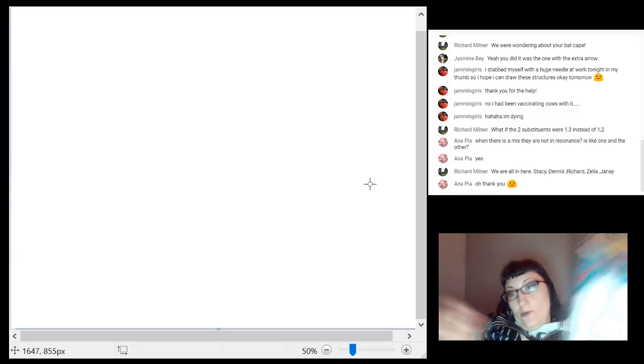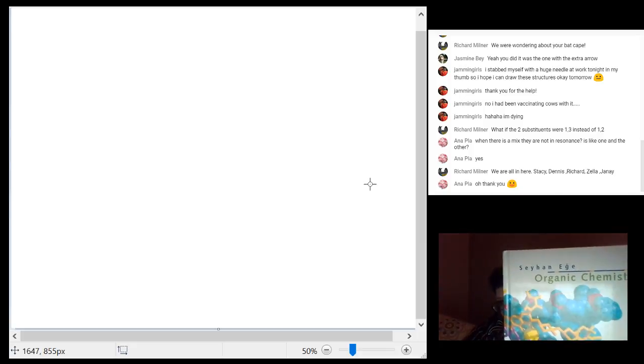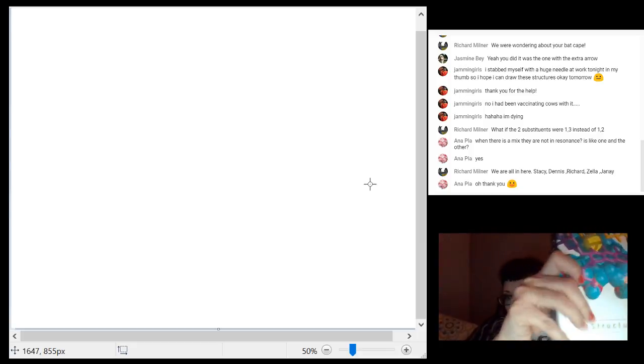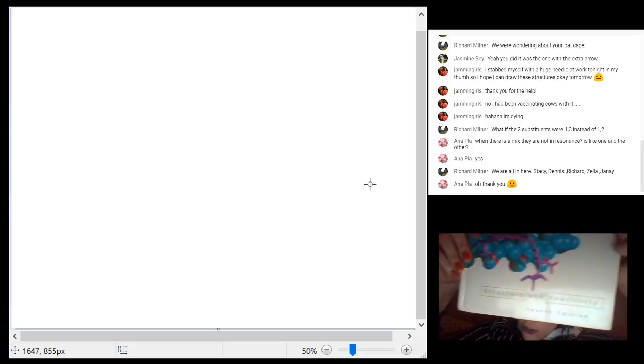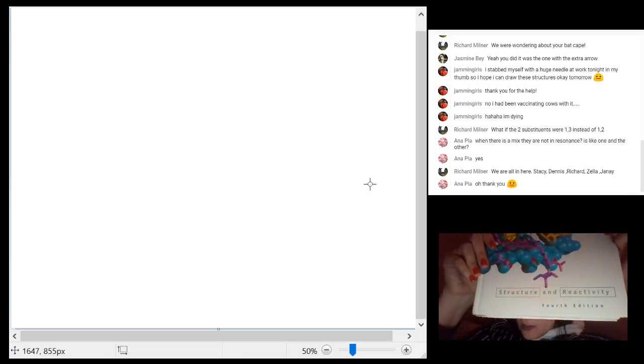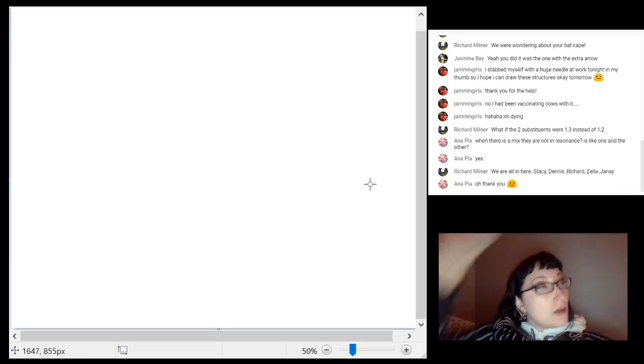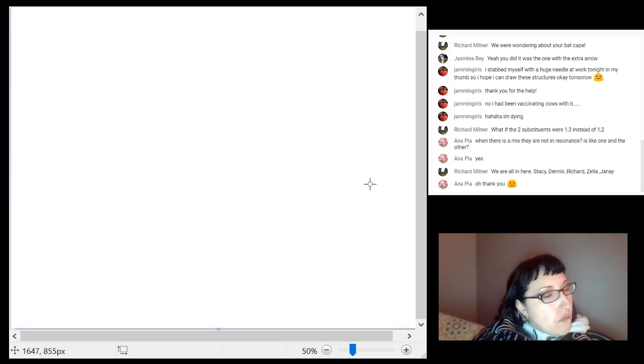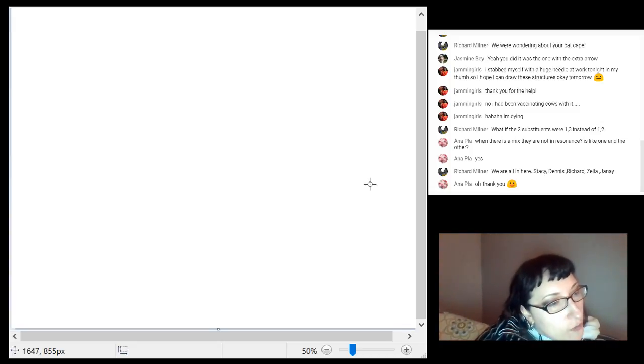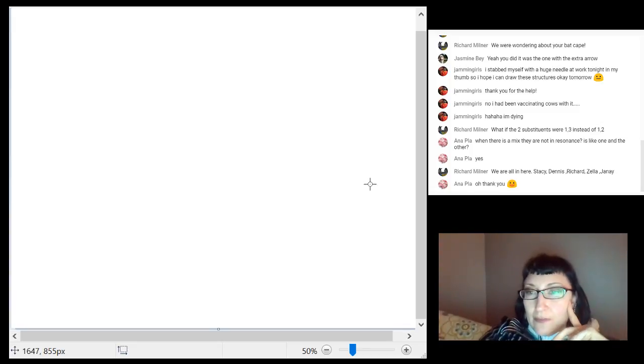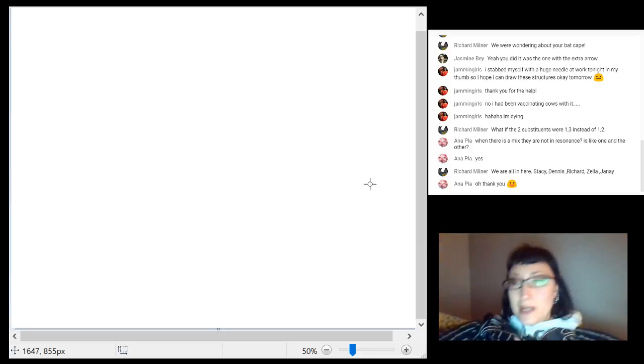And this was the book that we used. Seyhan Ege's Organic Chemistry, Structure and Reactivity. This is the 4th edition. And I have often found myself going back to that book. I think it's probably my favorite book. I've used it and highlighted it and thought more reading that book than any other book I've ever had in my life. Academic and non-academic.